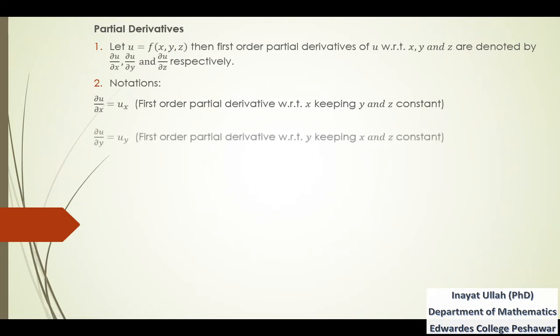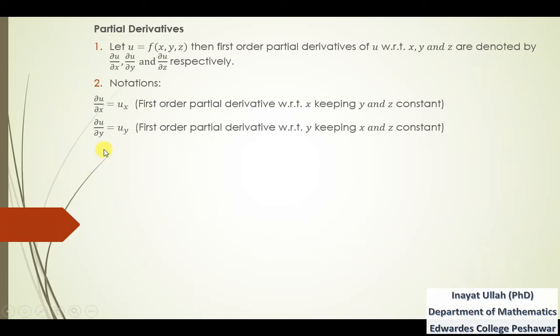Similarly, if you want to find the partial derivative of u with respect to y, then x and z will be kept constant, and whenever we find the partial derivative of u with respect to z, then x and y will be kept constant. So those are the first order partial derivatives with respect to x, y, z.